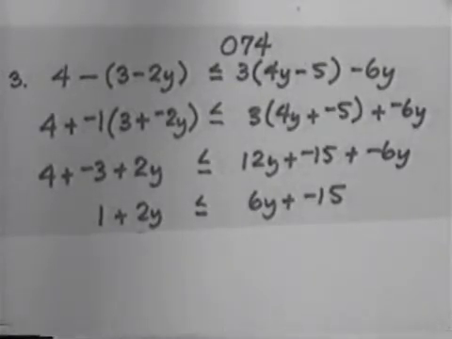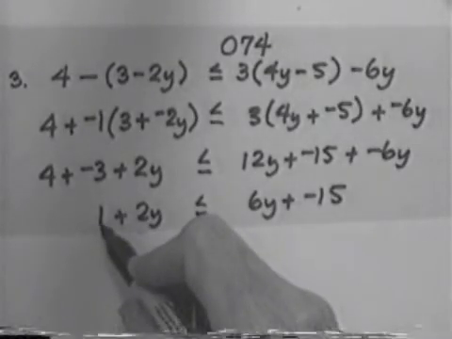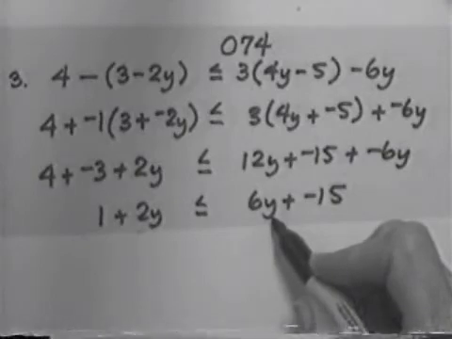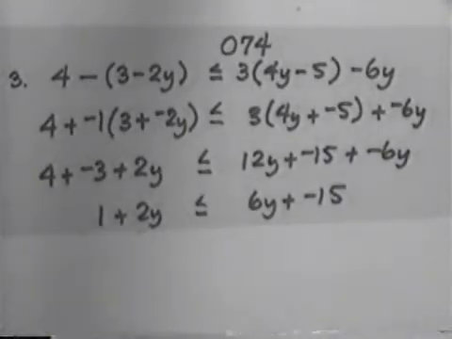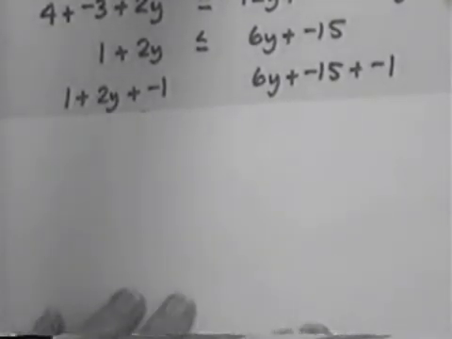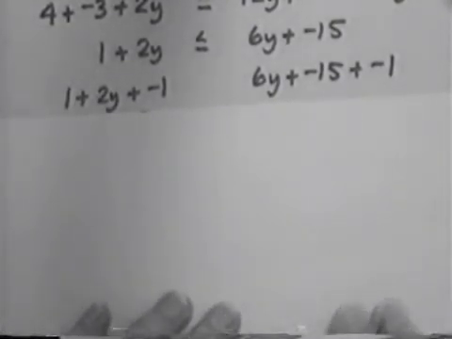Now it's time to sort laundry. We must remove the constant 1 from the left. We must remove the variable 6y from the right. Let's start by eliminating the constant 1 from the left by adding negative 1. We'll add negative 1 to both sides of the inequality.